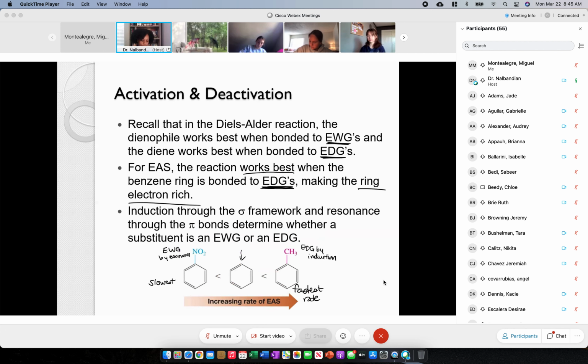So remember, we're talking about induction, which goes through the sigma bonds, and resonance, where we are moving around pi bonds. So we have those two concepts.